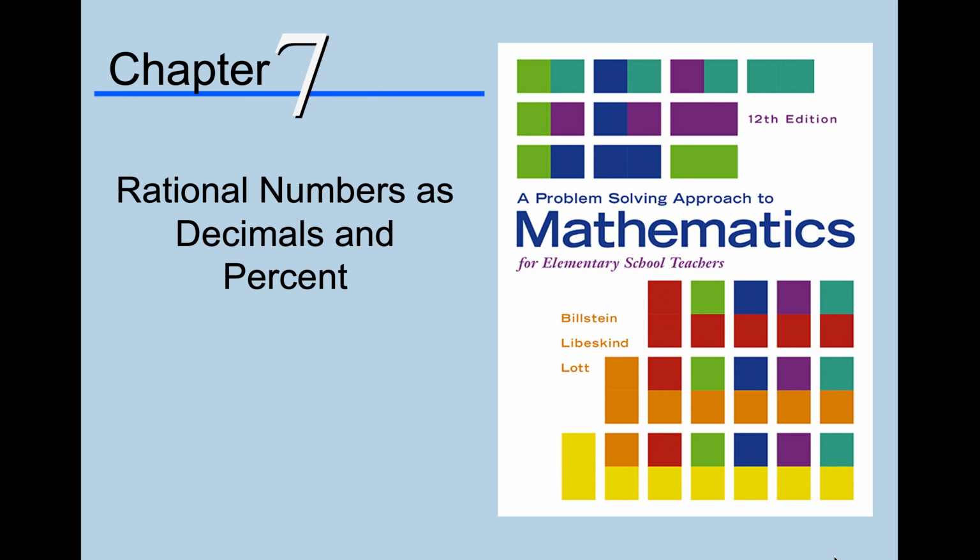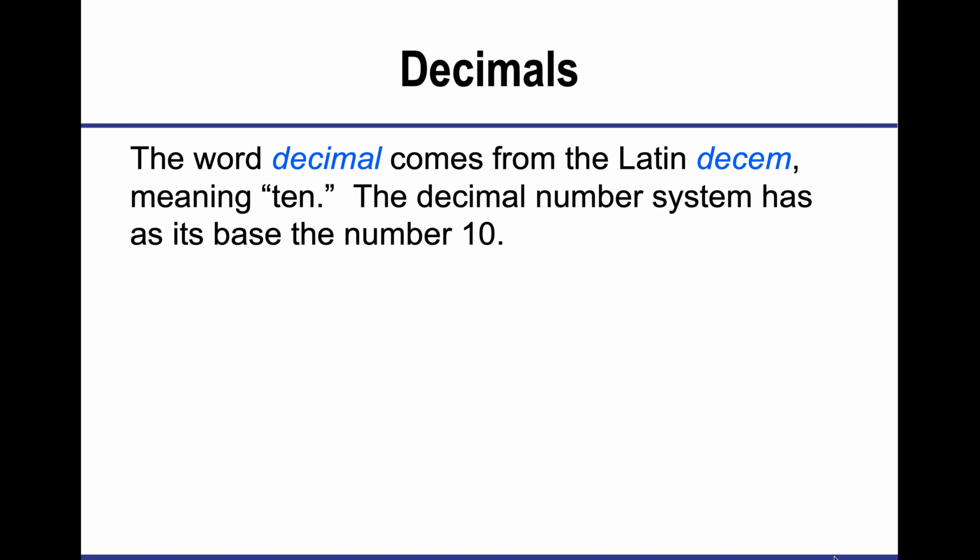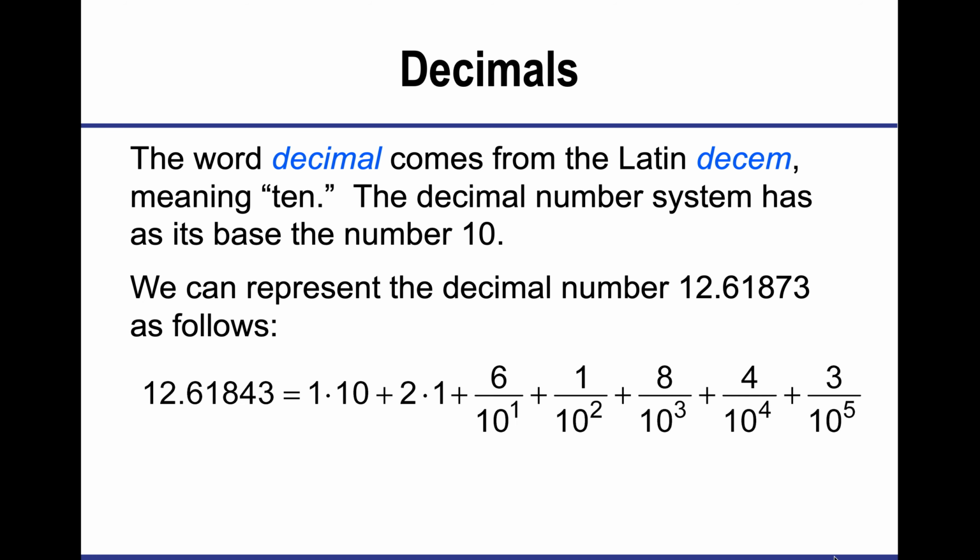In our previous look at rational numbers, we've looked at them as a ratio or as a fraction. In this chapter, we're going to start looking at decimals and percents. So we're going to take a look at finite decimals here in the first section and the connection between a fraction and a decimal. The word decimal is coming from the Latin word decim, which means 10, and it kind of pays homage to the fact that we have a system that is in base 10. So each place behind the decimal is incrementally increasing by that base of 10.